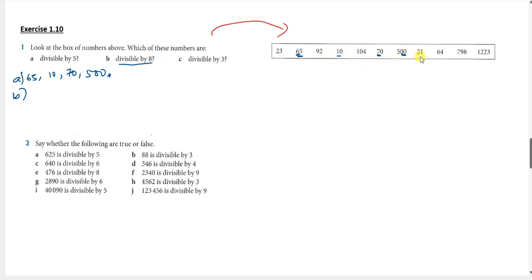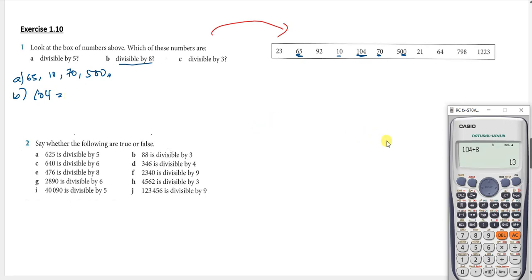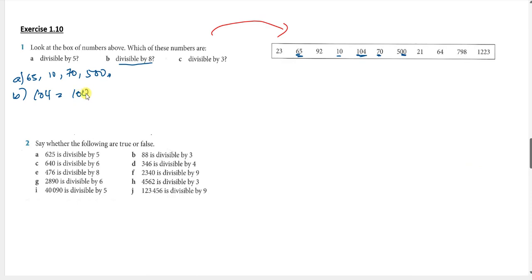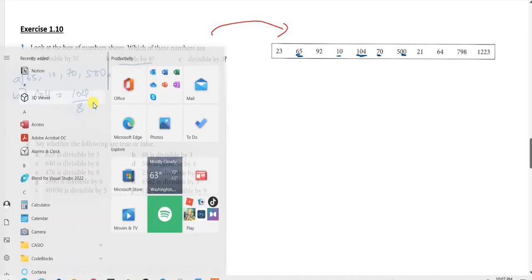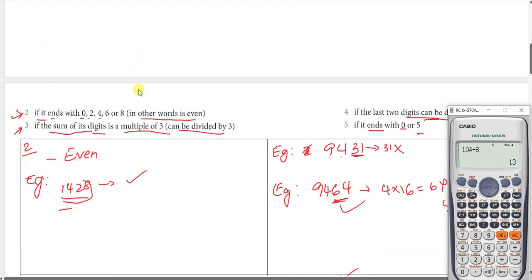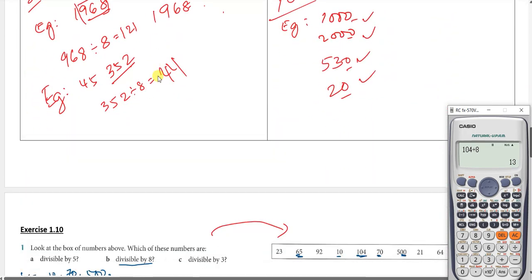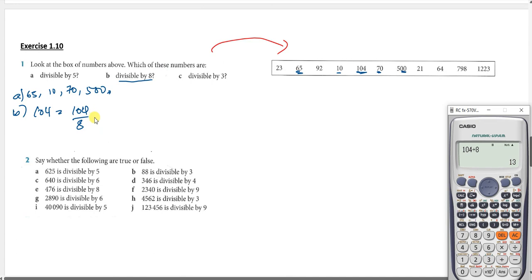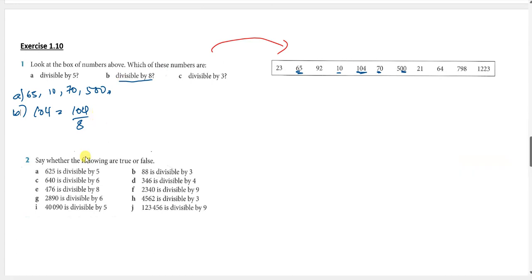So let's check with 104. We check with 104 if we can divide it by 8. So 104 divided by 8, we get an answer of 13. Sorry. Is equal to 13.